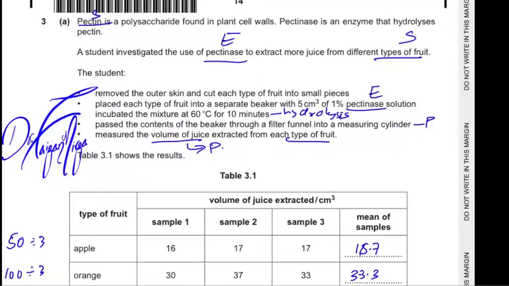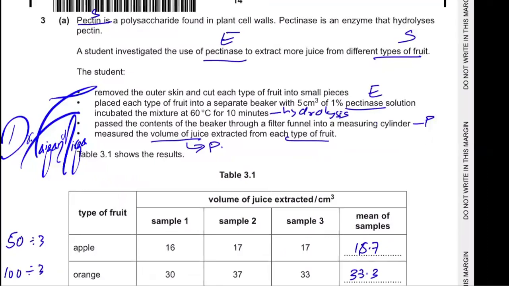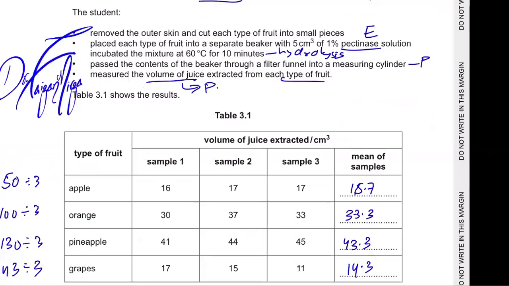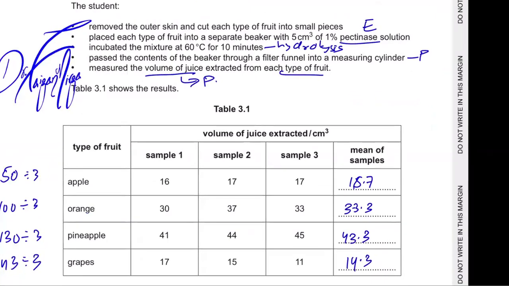Question 3 deals with pectin, a polysaccharide found in the cell wall of plants. Pectinase is an enzyme that hydrolyzes pectin. It allows us to investigate the use of pectinase enzyme to extract juice from different fruits. So different types of fruits will be the substrate, and the enzyme is pectinase, which will act on the substrate pectin. So what did they do?